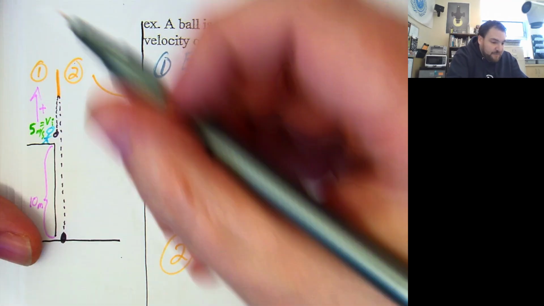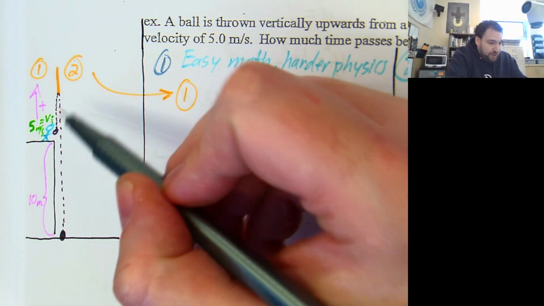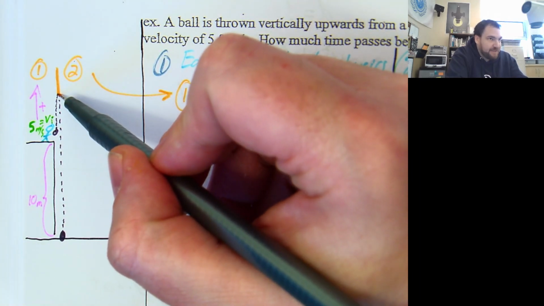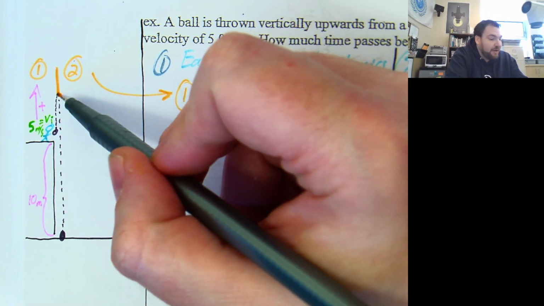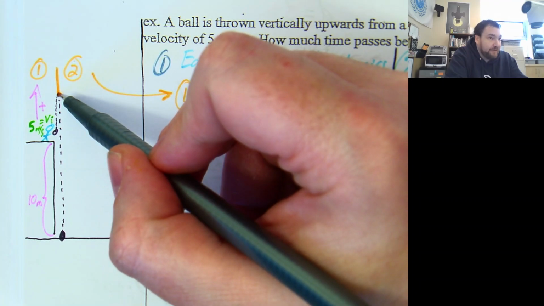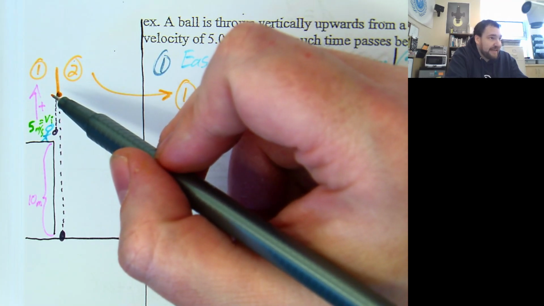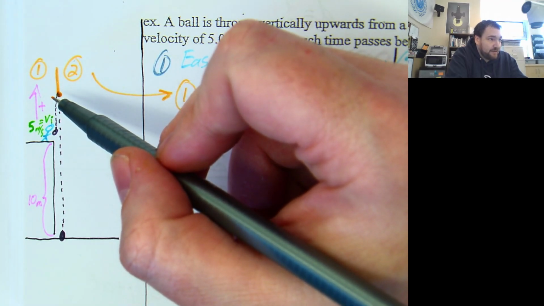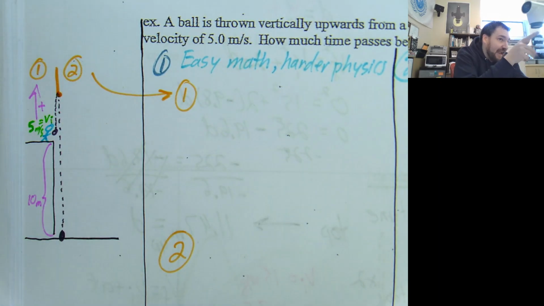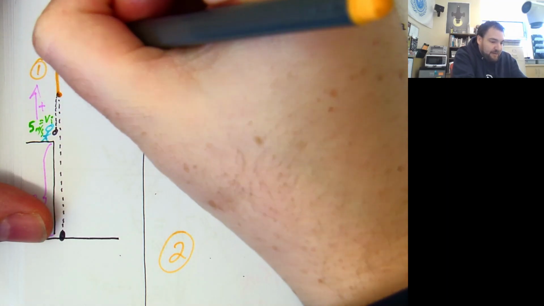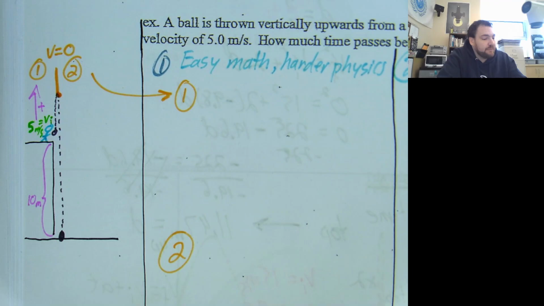Part 1 is from where the ball is thrown to right here. Why did I pick that spot right there? What is special about that point that I've labeled? Sorry? It's the peak. Why do we like the peak? What happened? Yes. Anywhere we can create zeros, that's going to make math easy. At the peak, the velocity is 0.